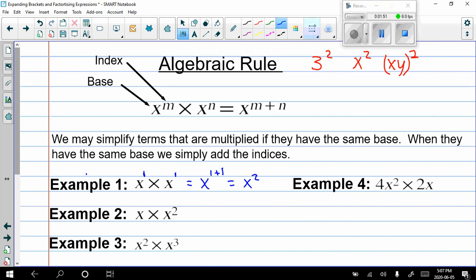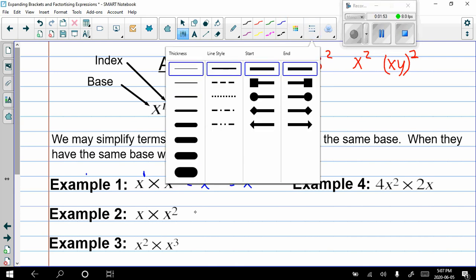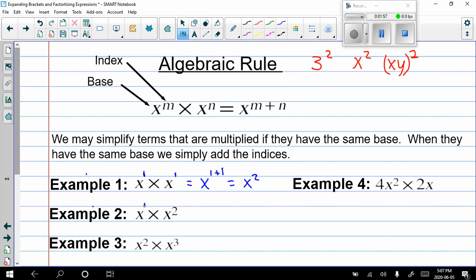Next, we'll look at example 2. So here, I'm just going to draw that little 1 in on the first x, just to help out. And we have x to the power of 1 plus 2. So our final answer is just going to be x to the power of 3.